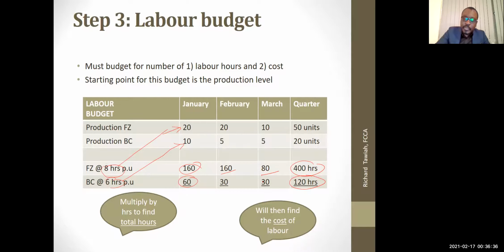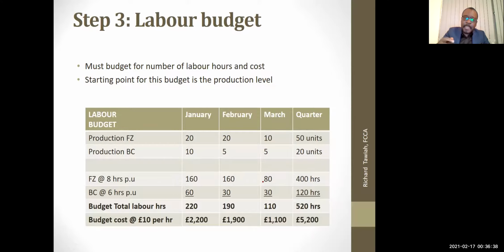If we know the cost per labor hour, we then use it. So let's assume the cost is 10 per hour for both of them. It could vary anyway, but for both of them, if we add the two figures we had for Belly Caster and Flying Z, we get 220 hours. We multiply it by the cost per labor hour and we get 2,200. Do the same for February and March, and at the end of the day, we get a total of 5,200 in terms of total labor cost.